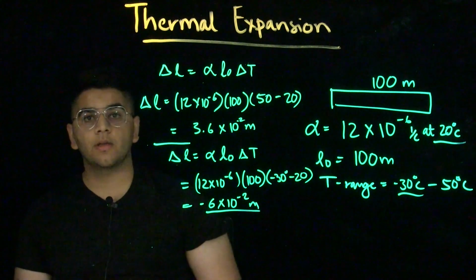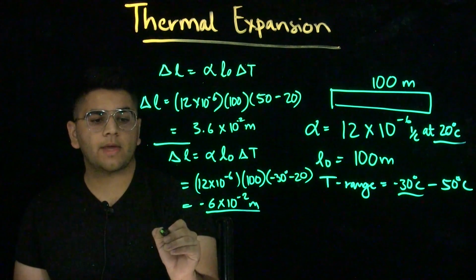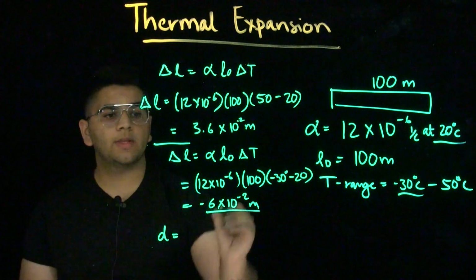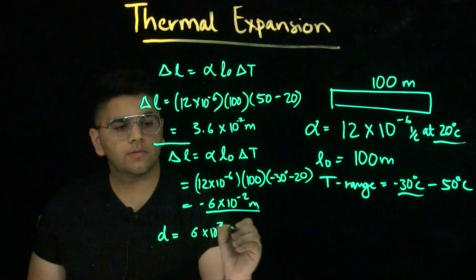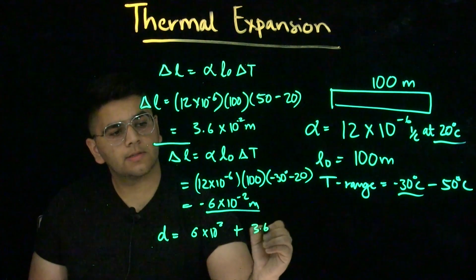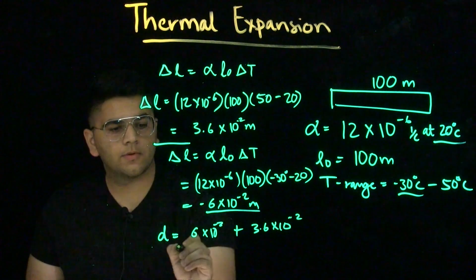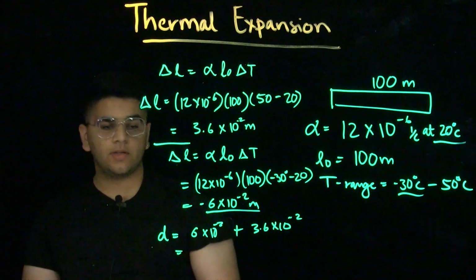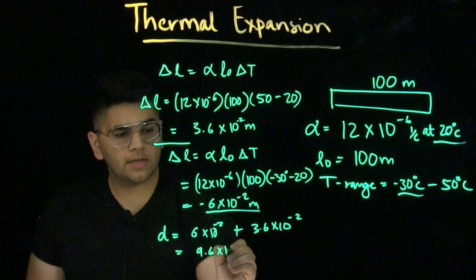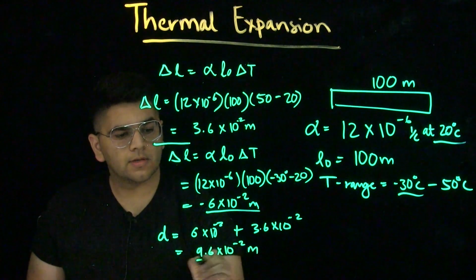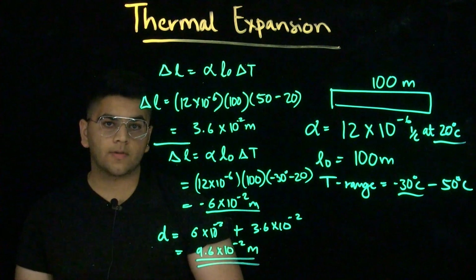So let's see totally how much the steel's range can change. We'll consider that as D, which will be the sum of these changes. So 6 times 10 to the negative 2 plus 3.6 times 10 to the negative 2, which gives us the total range of change as 9.6 times 10 to the negative 2 meters. This is how much space we must account for between the joints of the steel beds.